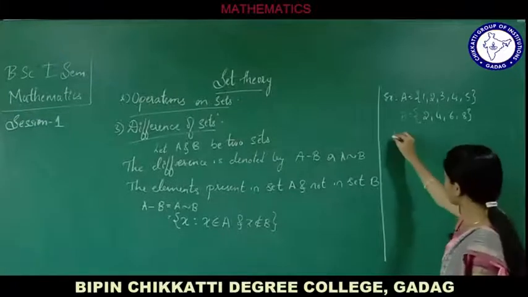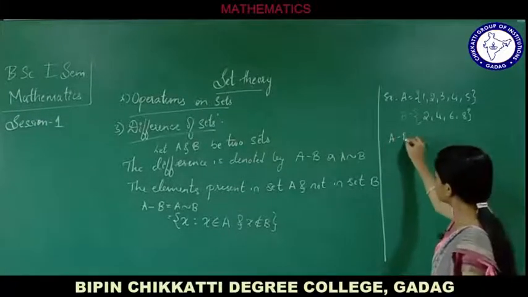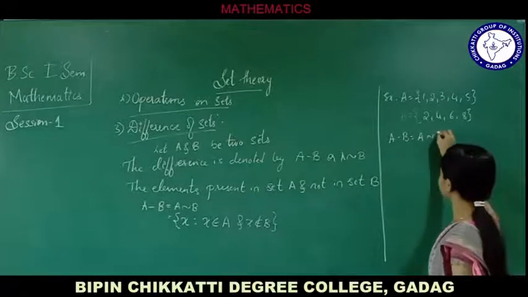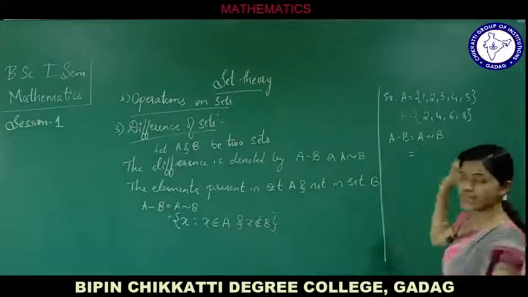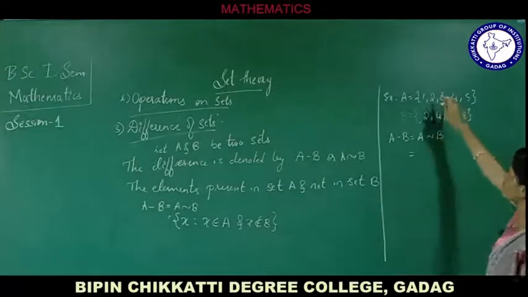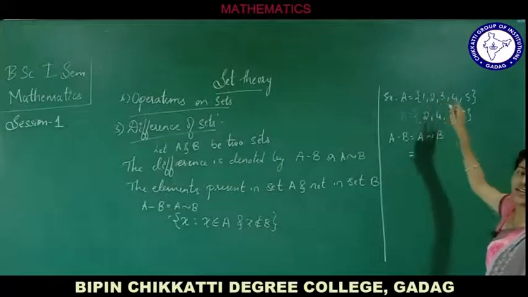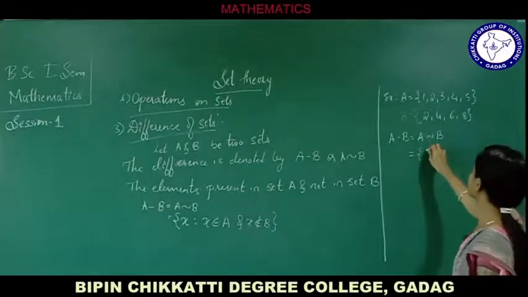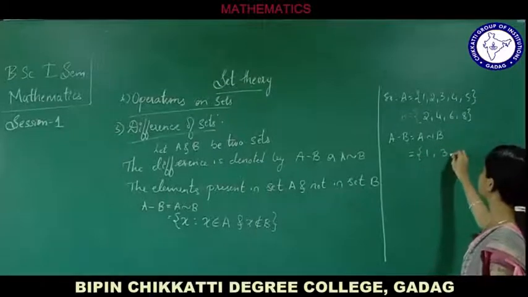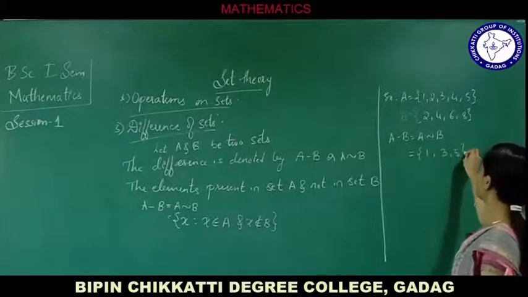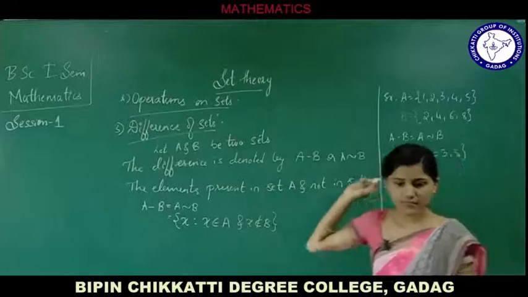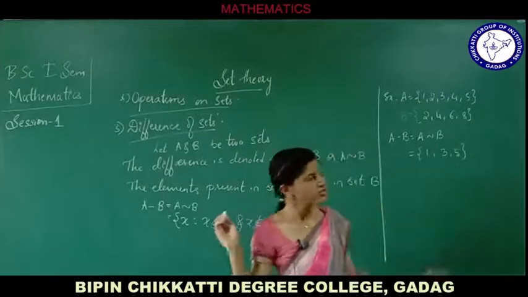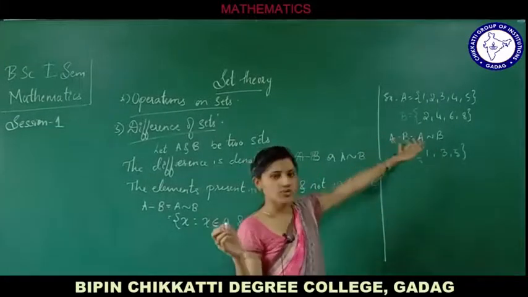It is written as A minus B, such that the elements should belong to set A and not belong to set B. That is, our answer will be 1, 3 and 5. Only these belong to set A and do not belong to set B.